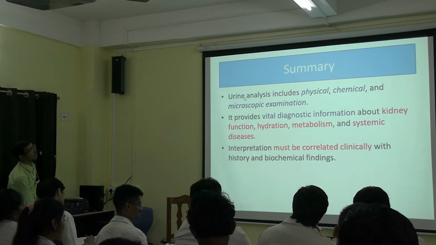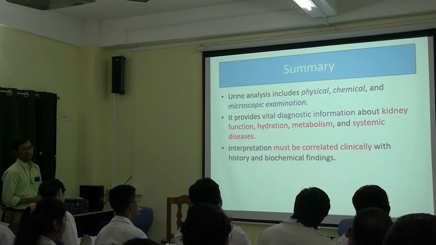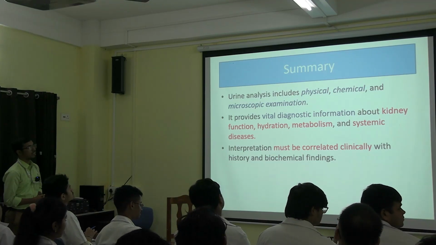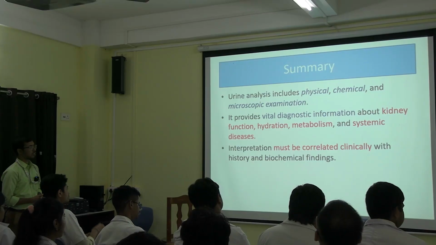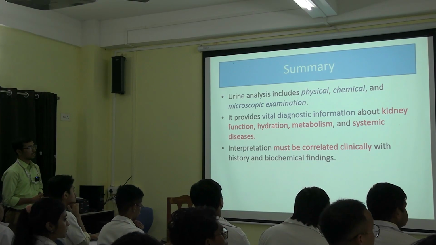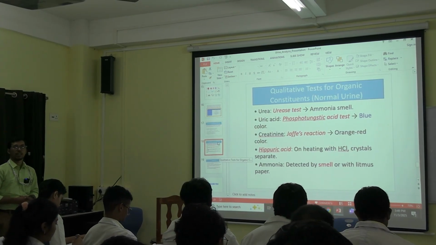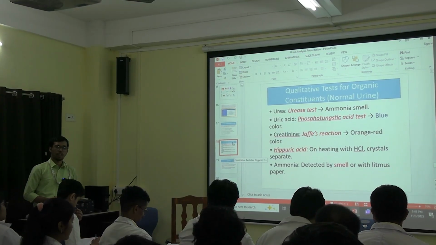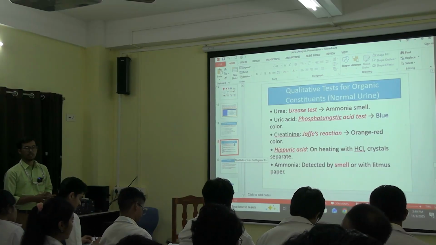In summary, urine analysis includes physical, chemical and microscopic examination. It provides vital diagnostic information about kidney function, hydration, metabolism and systemic diseases. Interpretation must be correlated clinically with history and biochemical findings. Why is there a necessity for clinical correlation with biochemical tests?